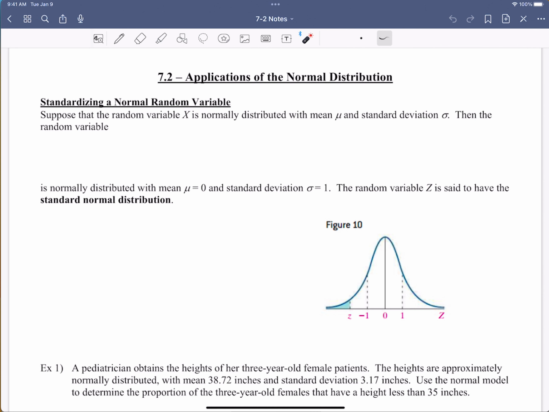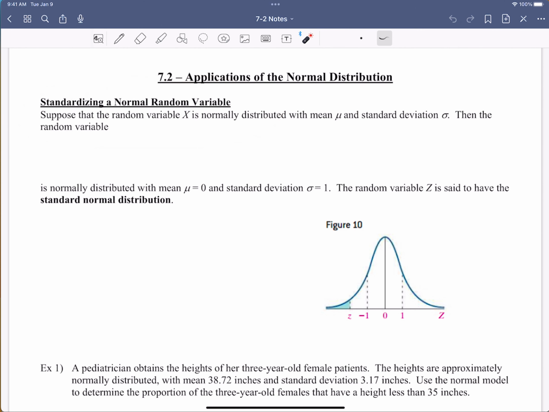Okay, let's do some work here. Applications of the normal distribution. So starting off with this normal distribution, we are going to standardize it. All right, so this next concept that we're going to be talking about is a biggie.